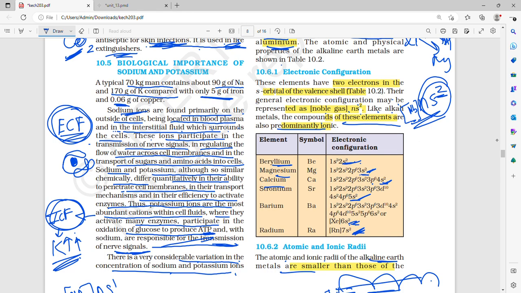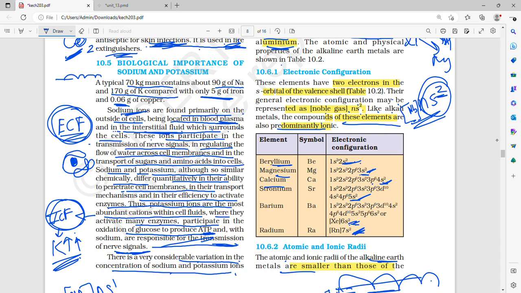So sodium ions are found primarily on the outside of cells, located in blood plasma. You know your blood is made up of plasma plus WBC, RBC, platelets, and the major part of it is plasma. Also in the interstitial or tissue fluid which surrounds the cells, these ions participate in the transmission of nerve signals, the saltatory movement that you say. They also help in regulating the flow of water across cell membranes, wherever there is active transport, the Na plus K plus pump, in the transport of sugars and amino acids into the cells.